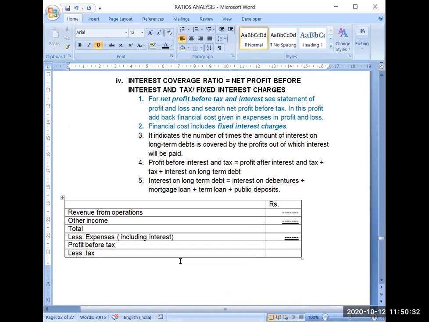Now next ratio is interest coverage ratio. The formula you can see first: net profit before interest and tax. Now what is the meaning of net profit before interest and tax? That we will be discussing. And then upon fixed interest charges. Now first thing, why we are calculating this ratio? See, third point, it indicates the number of times the amount of interest on long-term debts is covered by the profits out of which interest will be paid. So it is giving the number of times of the amount of interest.